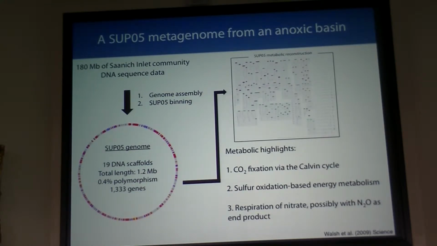It has an energy metabolism that is based on the oxidation of sulfur compounds. So hydrogen sulfide, for example, accumulates in these oxygen minimum zones. This organism actually has the ability to detoxify this hydrogen sulfide. So it's interesting from that perspective. And also, it doesn't grow aerobically, but instead it uses nitrate as a terminal electron acceptor. And also, its genome gave us evidence that it might actually produce nitrous oxide through its metabolism.